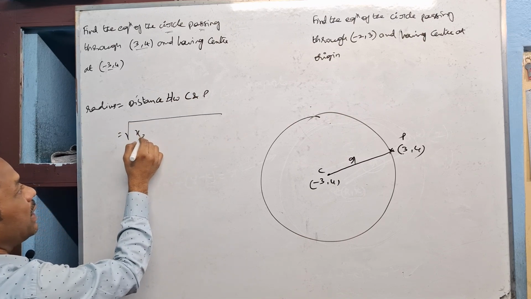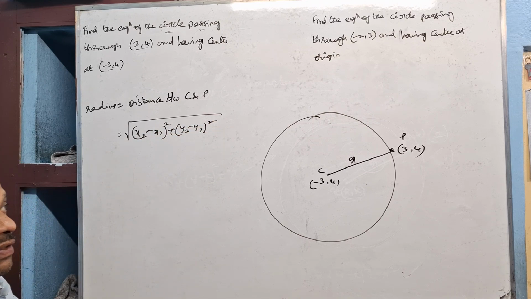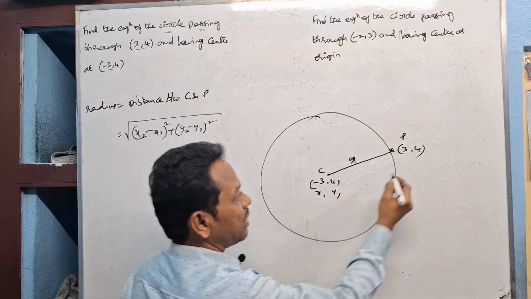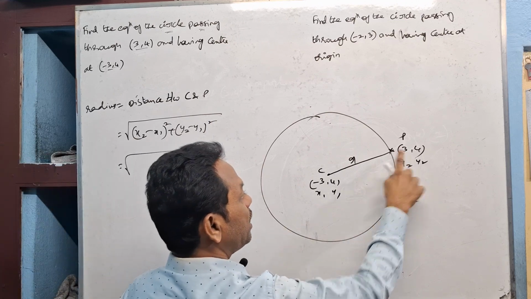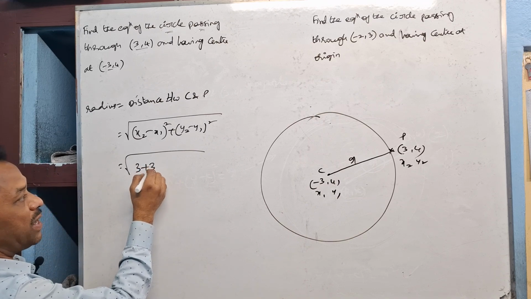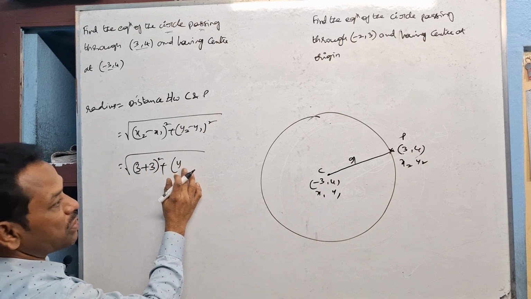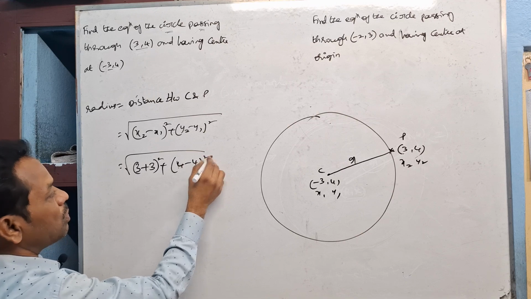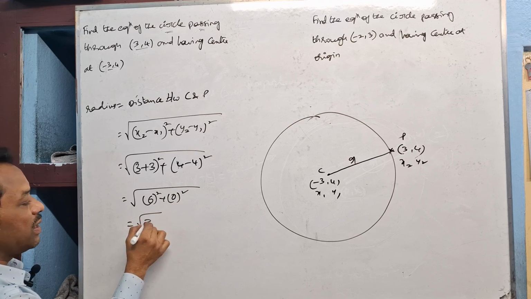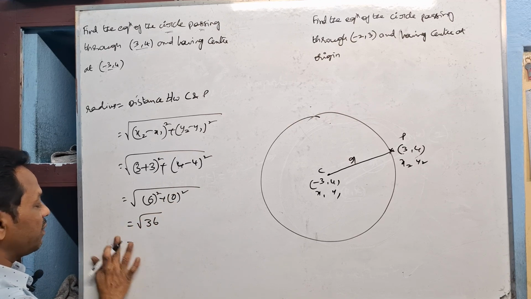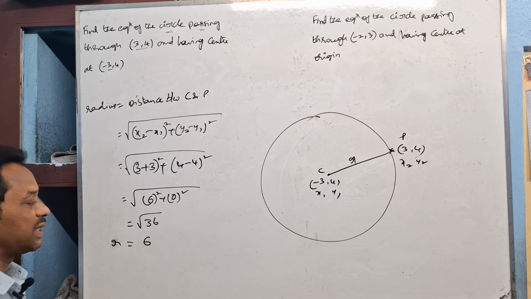To find the distance, I can use the formula square root of x2 minus x1 whole square plus y2 minus y1 whole square. Let us take the first point as x1, y1 and the second point as x2, y2. In the formula we have x2 minus x1, so 3 minus of minus 3, which is 3 plus 3, whole square, plus y2 minus y1, 4 minus 4, whole square. So we get 6 square plus 0 square, and 6 square is 36. The radius is the square root of 36, which is 6 centimeters.